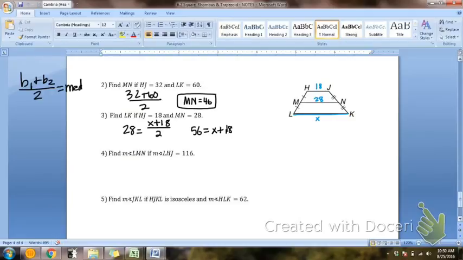Okay. And X is how much? X is how much? 38. Okay, 38. So they didn't ask me to find X, they asked me to find LK, so I need to say LK equals 38.